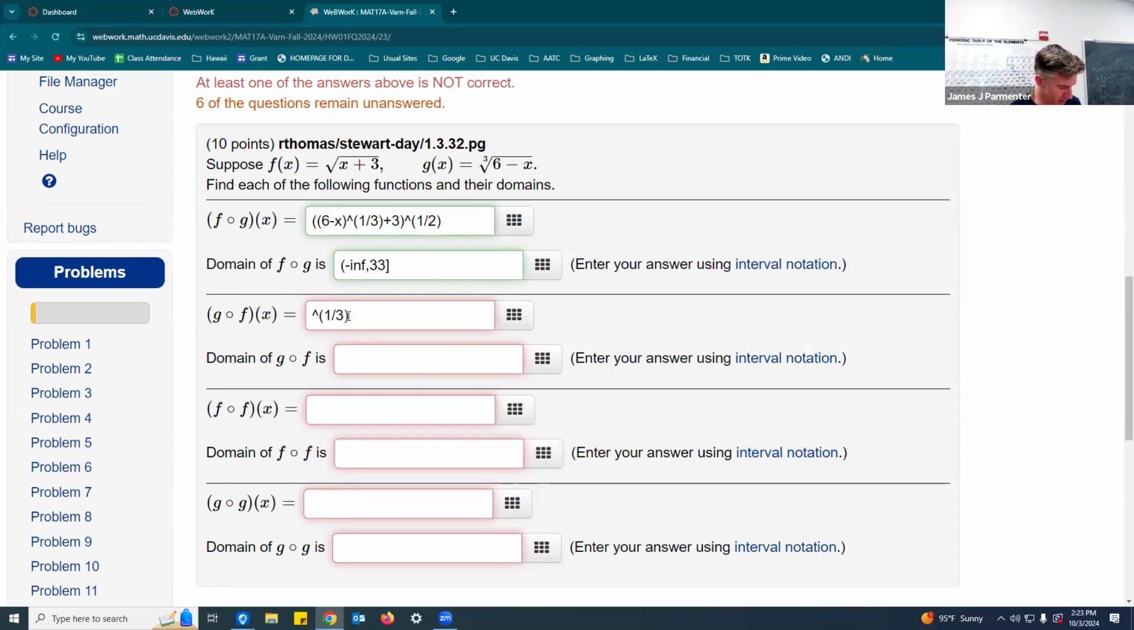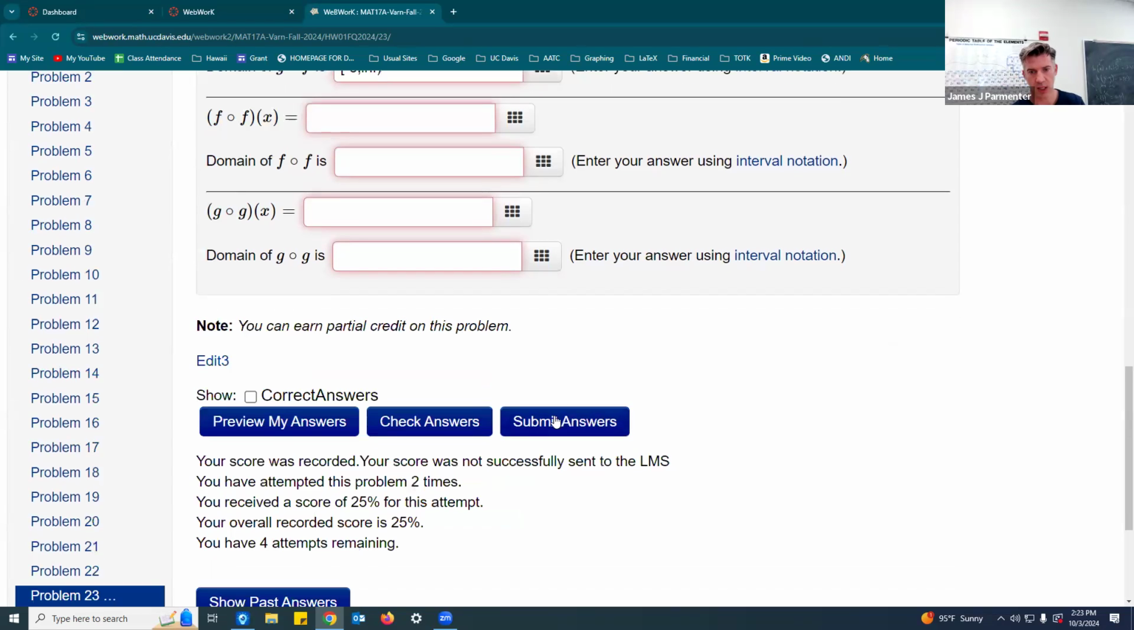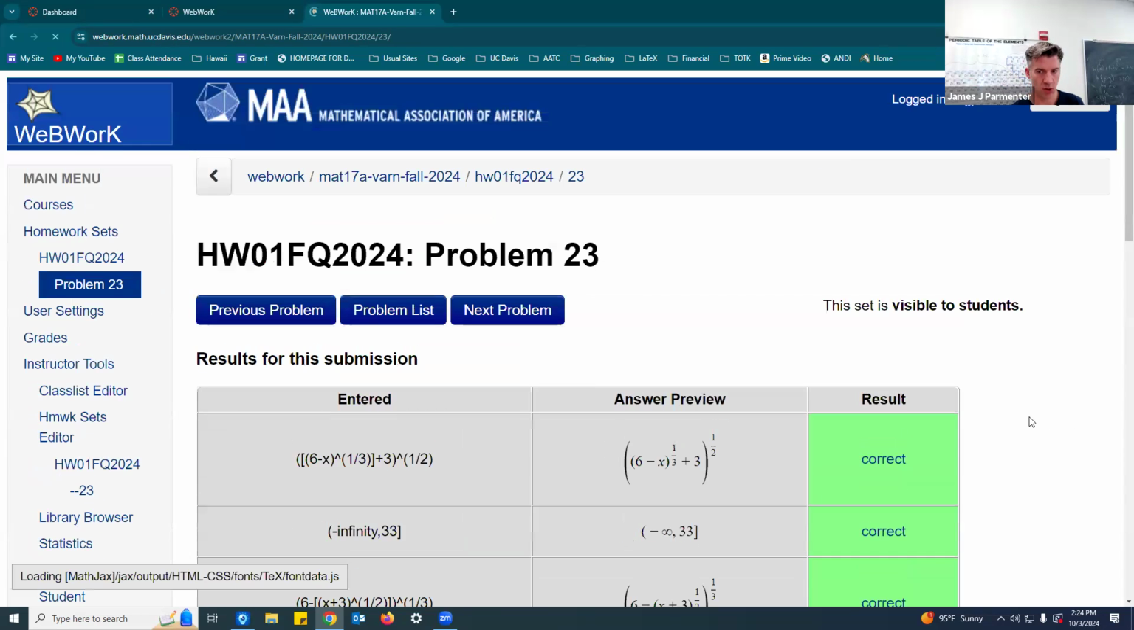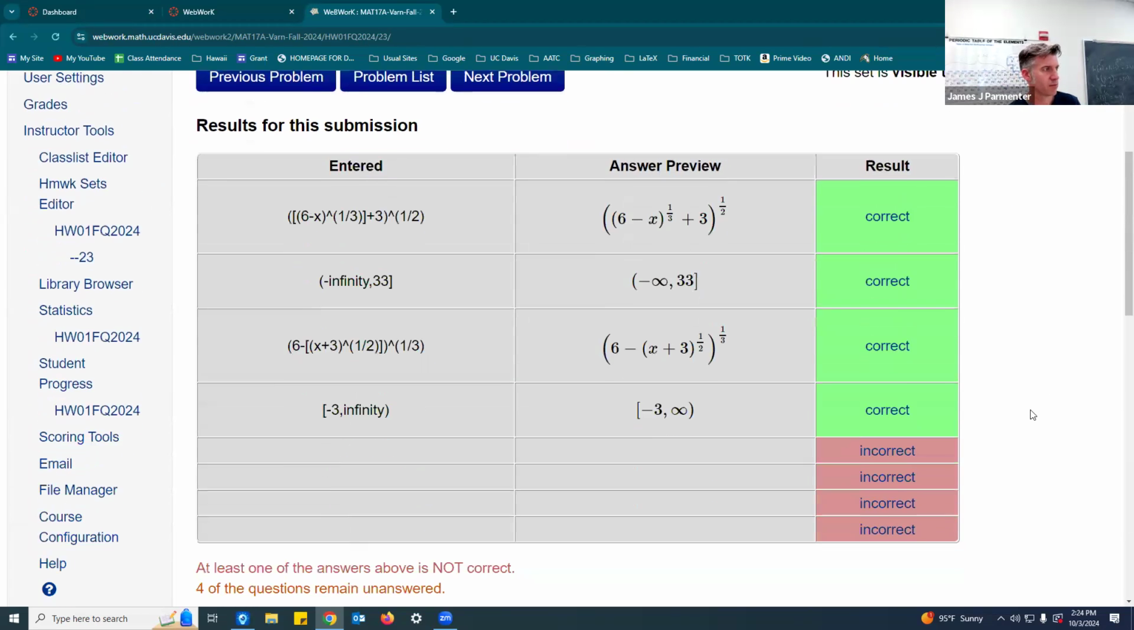So we know it's going to be the 1/3 power on the outside. And then I want some parentheses. And then inside those parentheses, I want a 6 minus x plus 3 to the 1/2. And I said 6 minus x plus 3. And we said the domain was everything bigger than or equal to negative 3. Bracket negative 3, comma, positive infinity, which you just write as infinity. Let's check it out. Looking good. Okay, we'll do one more of these.